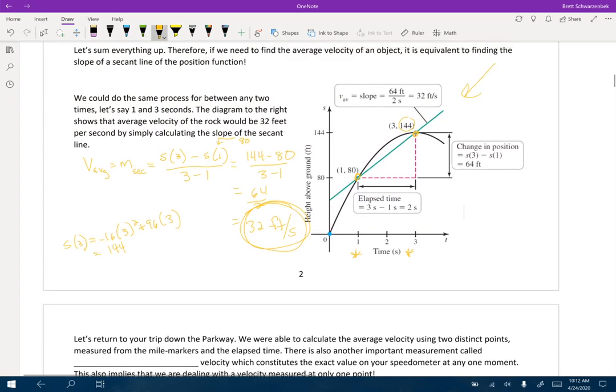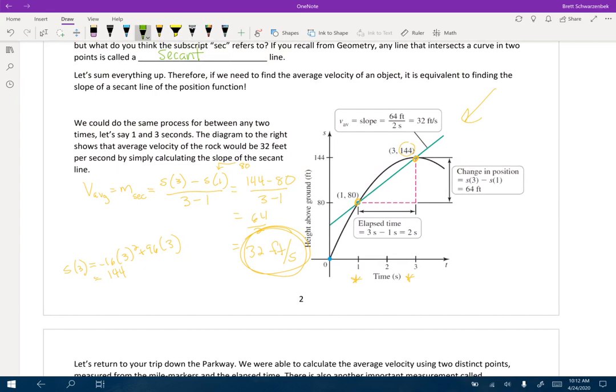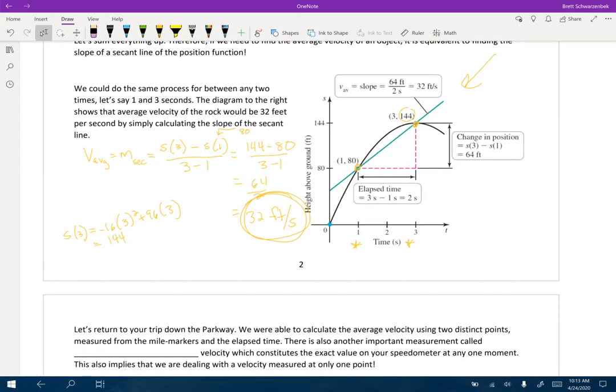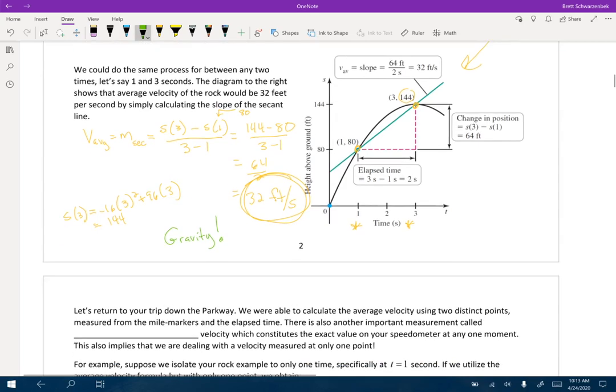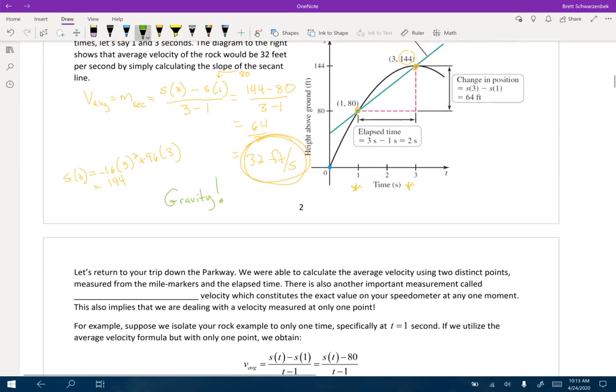So the question is, hopefully everybody realizes this, that our average velocity has shrunk. It has decreased. Why is that? Hopefully, again, there are sirens going off in your head. If we throw a rock straight up in the air, what immediately is going to start acting on it? Well, of course, gravity. So our average velocity is decreasing because gravity is taking hold and slowing it down. Okay, so that's kind of the key concept here.